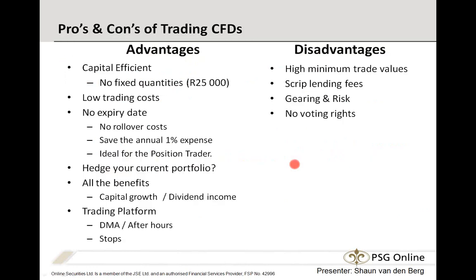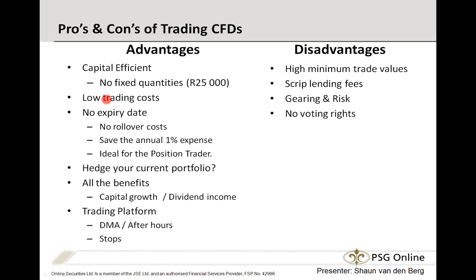Okay. So just quickly to go through the pros and cons before tackling any questions. As I said, they are capital efficient. There are no fixed quantities, but there is a minimum as long as the transaction value is 25,000. If I'm going to buy 100 shares, I can go buy 80 shares as long as the exposure is more than 25,000. If it's less than that, the system will say you can't do the trade.